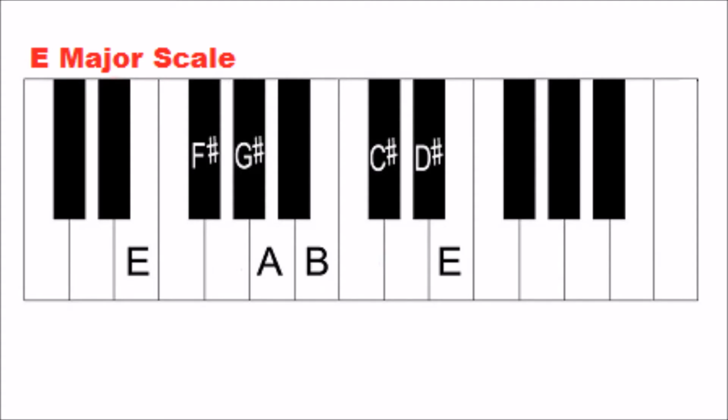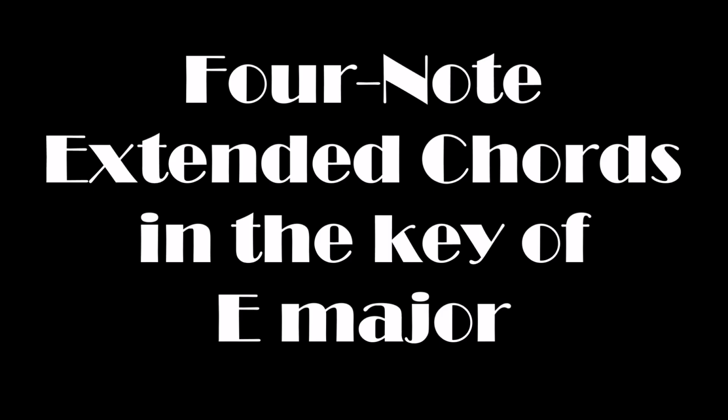Notice that for each seventh chord in the key of E, every note is part of the E major scale. 4 note extended chords in the key of E major. Chord 1, E major seventh. Chord 2, F sharp minor seventh. Chord 3, G sharp minor seventh. Chord 4, A major seventh.